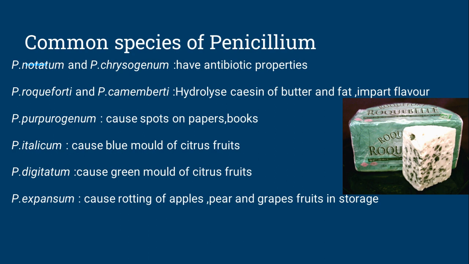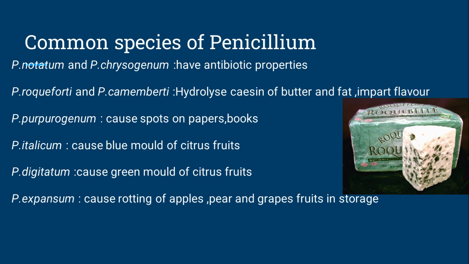Then two more species of Penicillium, Penicillium roqueforti and Penicillium camemberti. They hydrolyze casein of butter and fats, and they also impart a tasty flavor and texture to the cheese. And here I have shown you the picture of Roquefort cheese, which is mainly made using which type of fungus? That is Penicillium roqueforti. One more fungus of Penicillium, Penicillium purpurogenum, it causes some spots on papers and books.